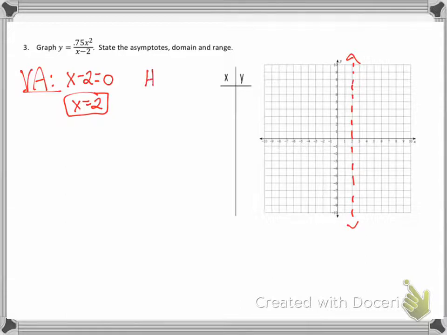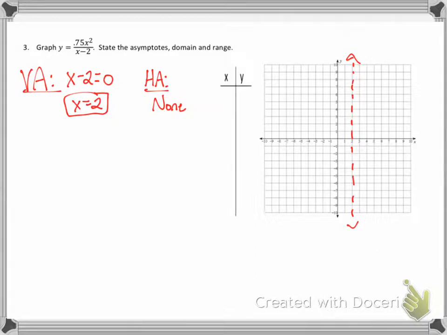Now, this is the last of our horizontal rules. There's 3 rules. We've gone through the first 2 in the first 2 examples. Here's the last rule. Look at the degrees once again. The degree in the numerator is 2. The degree in the denominator is 1. So this is a case where the larger degree is in the numerator. If the degree in the numerator is the larger one, in this case, there is no horizontal asymptote. There is an asymptote that's referred to as a slant or oblique asymptote.